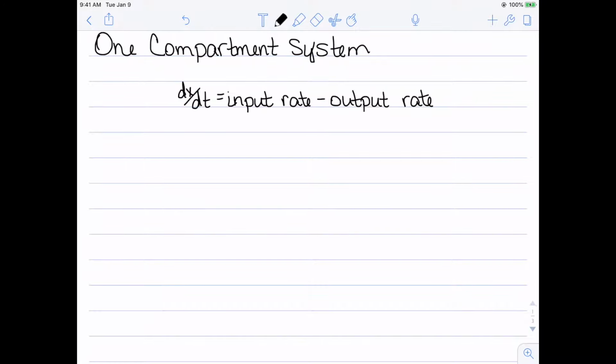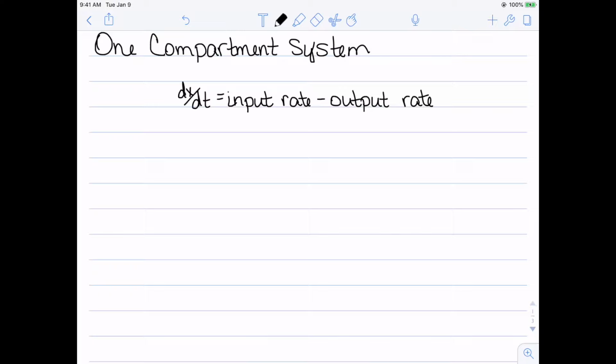In particular, we're going to be concerned with a one-compartment system. And with the one-compartment system, we have a pretty basic setup, where we just need our input rate minus our output rate. How fast are things coming into the system, and how quickly are they leaving the system?